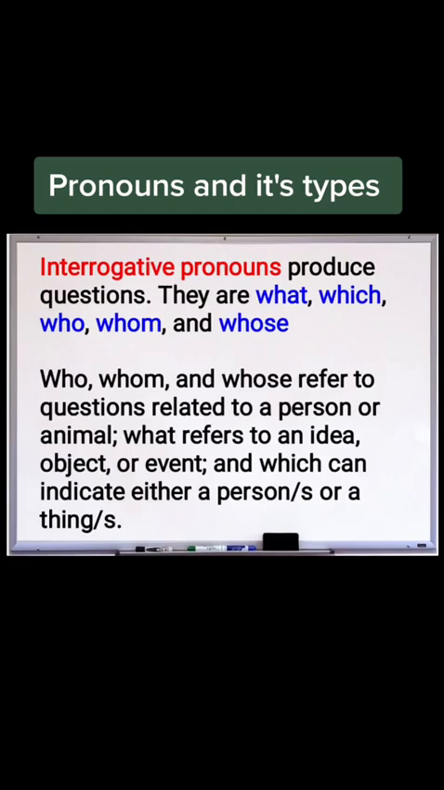They are what, which, who, whom, and whose. Who, whom, and whose refer to questions related to a person or animal. What refers to an idea, object, or event, and which can indicate either a person's or a thing's.